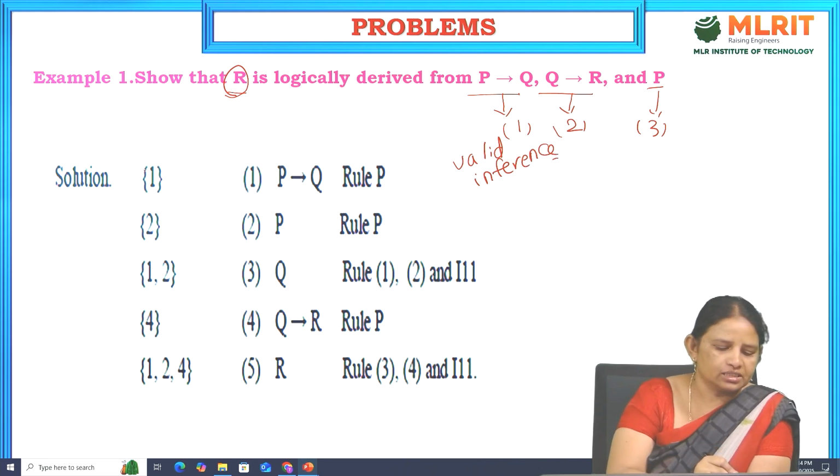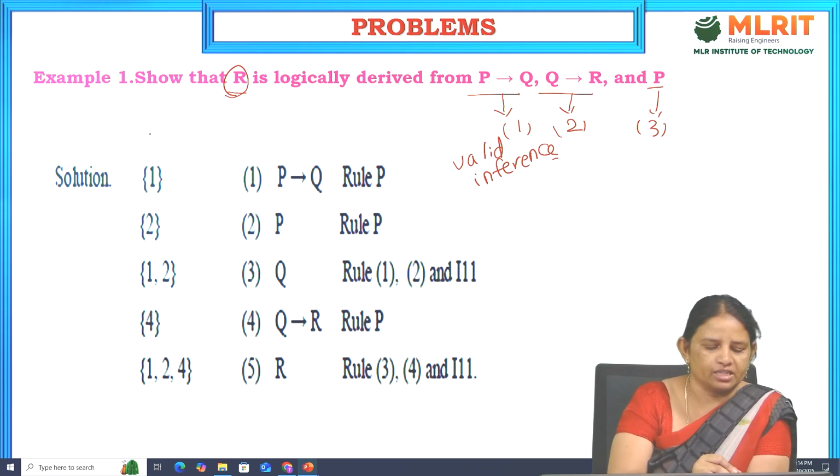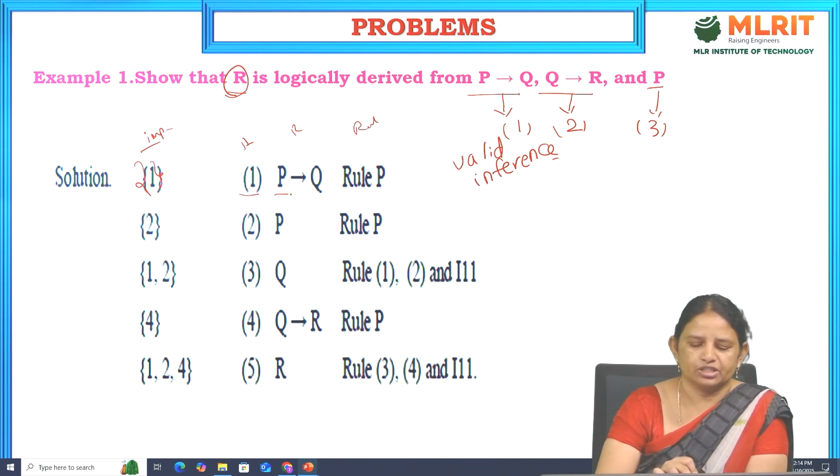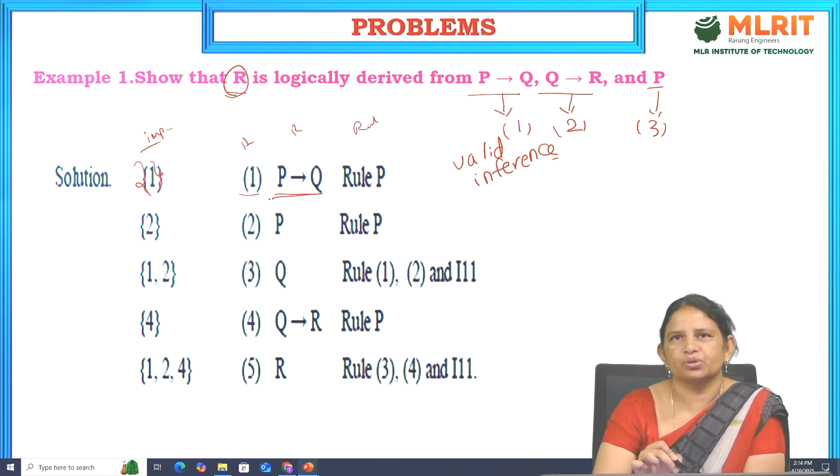You can write the step, the implication number, then step number, and the rule, whether it is rule P or rule T. It is step number 1, write 1 in the curly braces. The first premise is P implies Q. P implies Q already exists in the set of premises, so we can call it rule P.